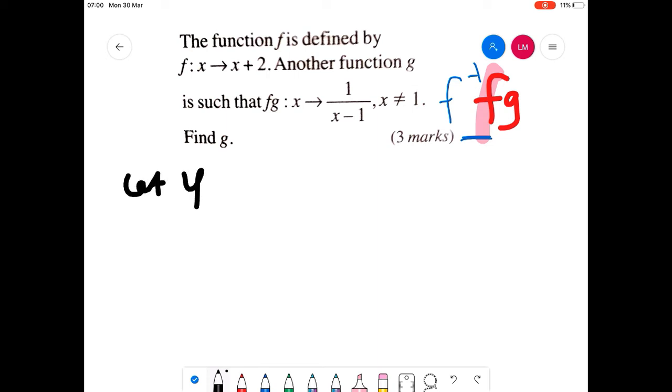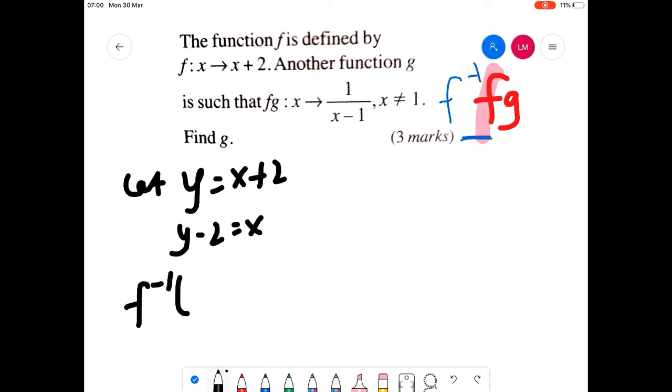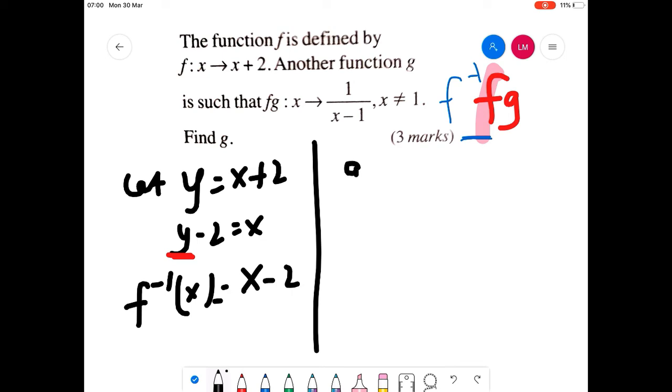So let y equal to x plus 2. So y minus 2 will be equal to x. So your f inverse will be equal to, directly from y we are going to change to x, so it becomes x minus 2. Okay, now here we are going to find gx, which should be equal to f inverse fgx. Okay, the f inverse and f must be together.